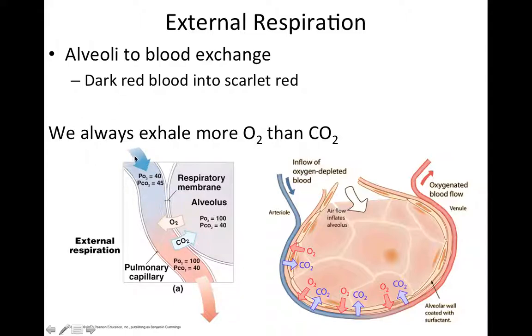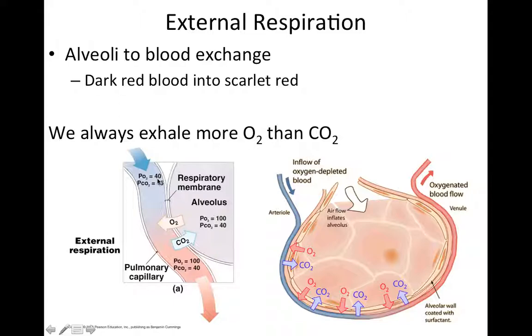So here is the blood coming into our lungs in our blood vessels. So we have a pressure of 40 with oxygen, and we have a pressure of 45 with carbon dioxide. The outside air has a pressure of 100 with oxygen, and we have a pressure of 40 with carbon dioxide. So as this blood passes by the alveoli, we're always going to want to go from a high to low pressure, or here diffusion with the molecules.